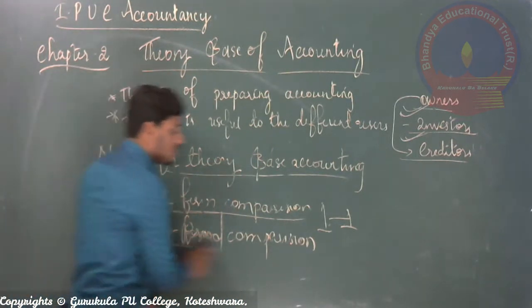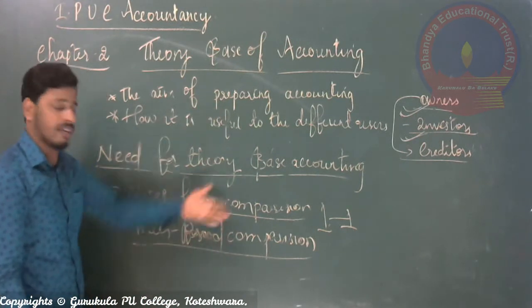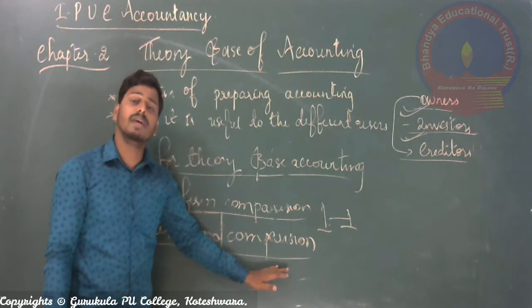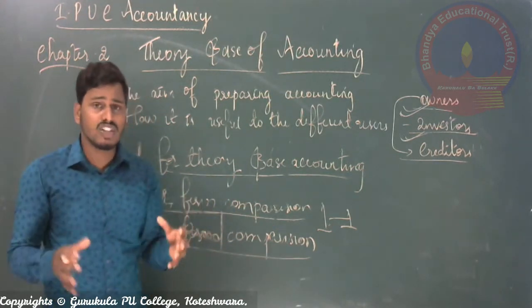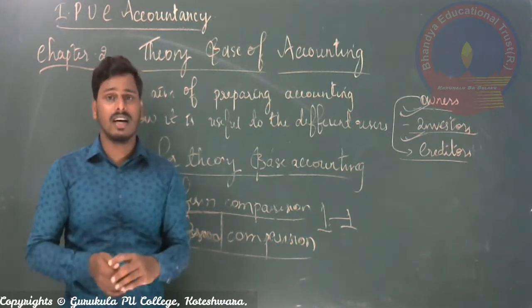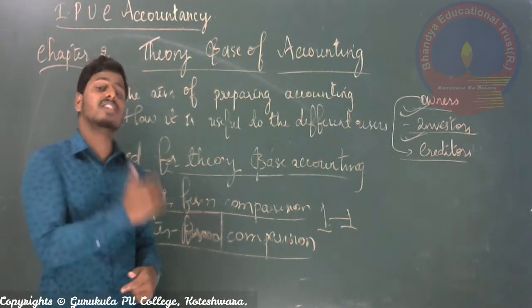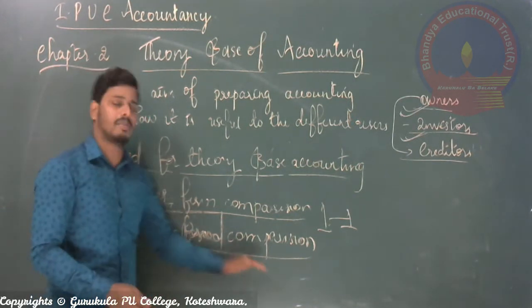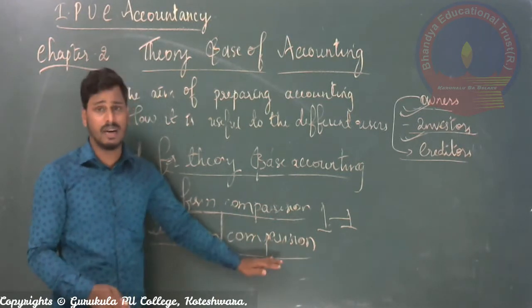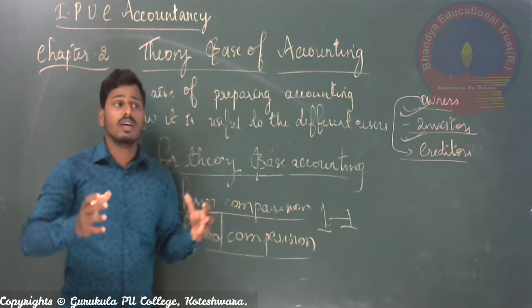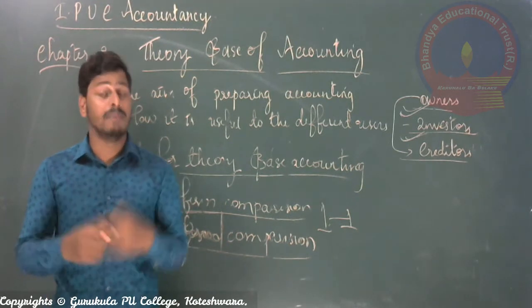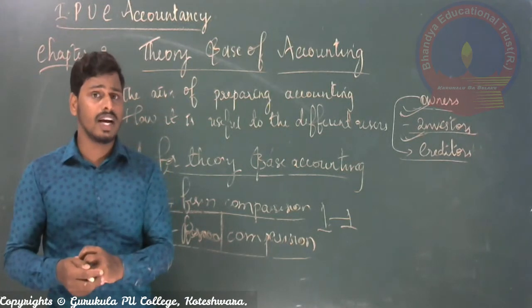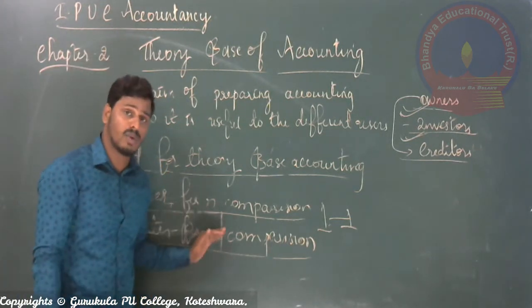And there is one more comparison that different users need to make, that is called inter-period comparison. Inter-period comparison means the financial statement of this year, the current year, is compared with the previous accounting information. That is also helpful, much needed for judging the financial position as well as the efficiency of the business during the current year. So these two comparisons are very important.